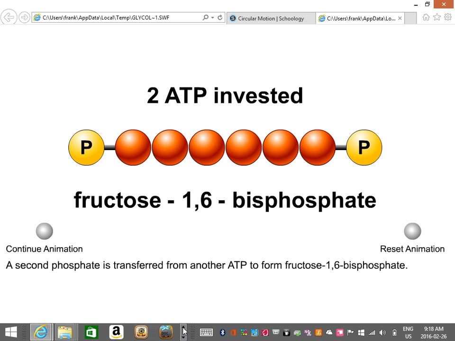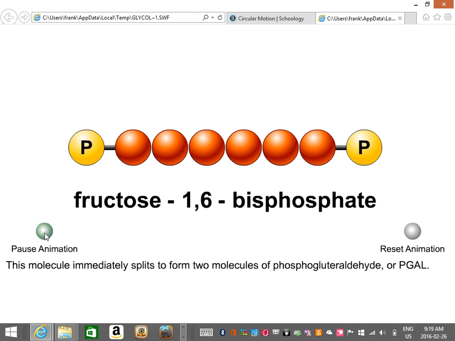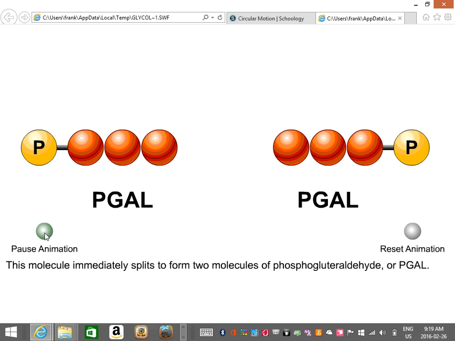Now this is an important step because this molecule is highly unstable. It immediately splits to form two molecules of phosphoglyceraldehyde, or PGAL. Now, just to confuse students, scientists got together one day and said, let's come up with multiple names for the same thing, just to make your lives difficult. No, I'm just kidding. So PGAL is the same as G3P. Okay, so on your flow chart, you have G3P. It's the same as PGAL.